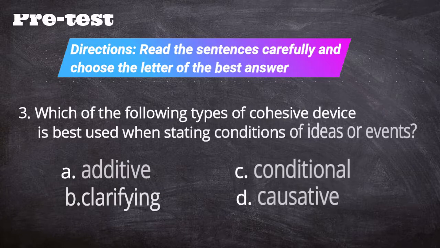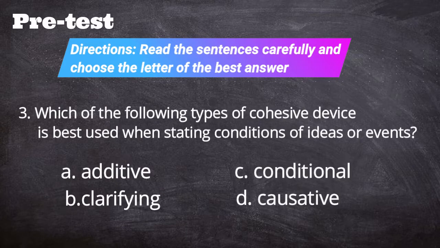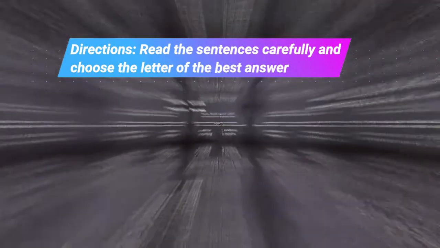3. We have, which of the following types of cohesive device is best used when stating conditions of ideas or events? A. Additive, B. Clarifying, C. Conditional, or D. Causative. Correct. The answer is C. Conditional.